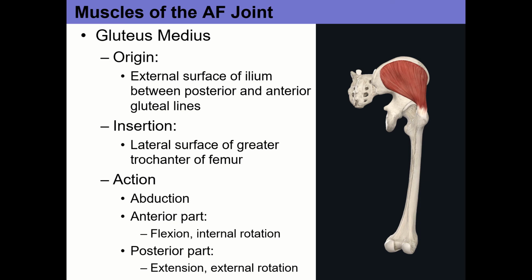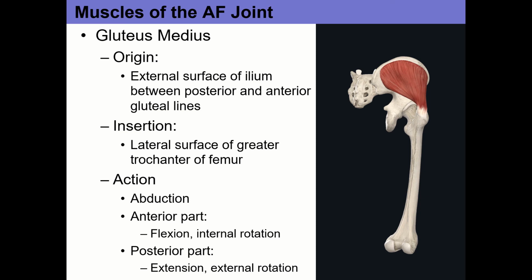It's between the posterior and anterior gluteal lines. So between the posterior and anterior lines, it can insert into the lateral aspect of the greater trochanter, kind of lateral and posterior, and I'll show you a picture of what that looks like here in a second.